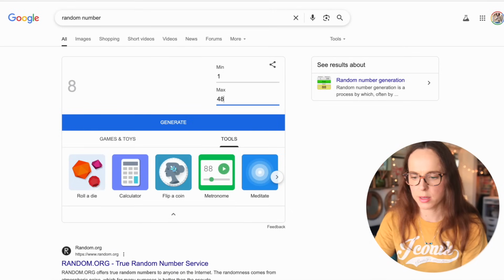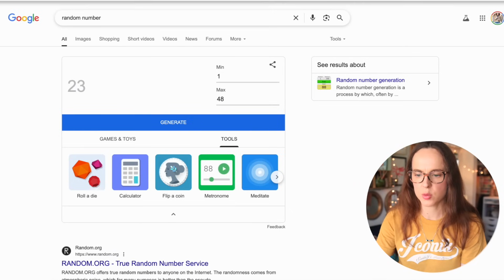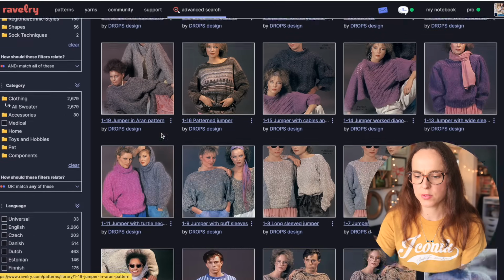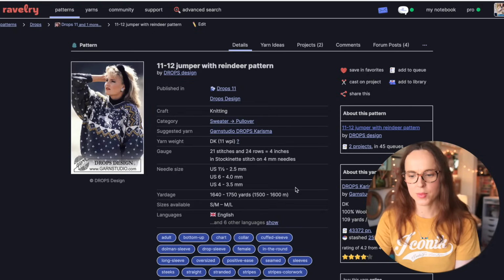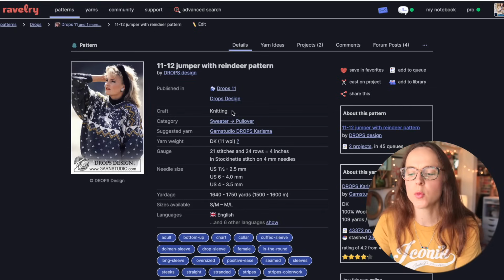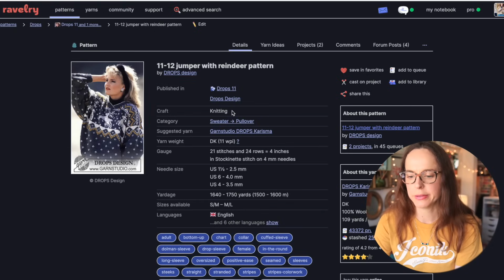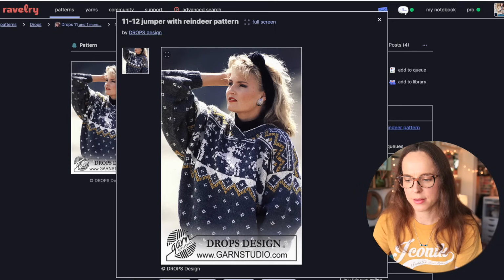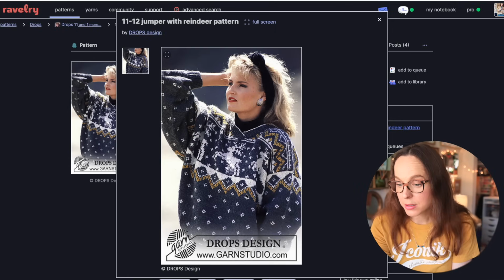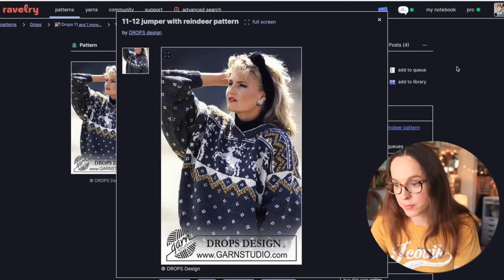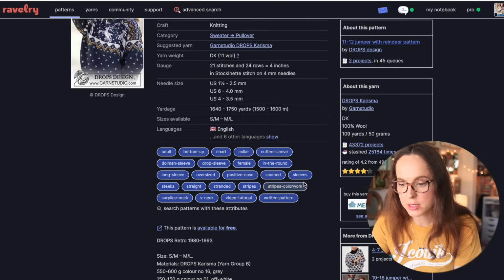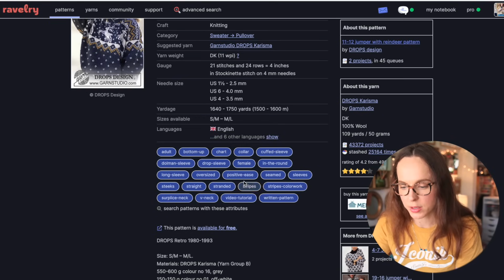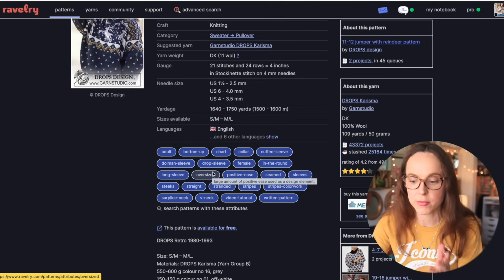I feel like we're going like a blast from the past here. 23, 5, 10, 15, 20. Whoa, daddy. Okay, 11, 12, jumper with reindeer pattern. This is a Drops design. They give you one. Honestly, this is not a dolman sleeve sweater. Hold on. Let's look down here. Do you see all these little blue bubbles? This is going to give you the category, like all the different little attributes that pop up for this.